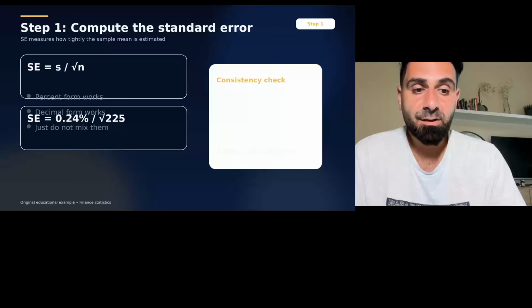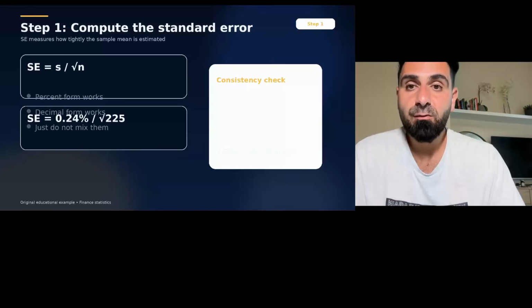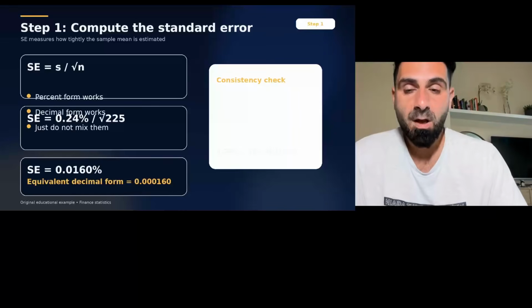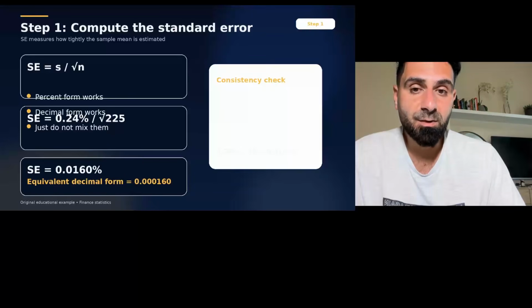First thing you need to do is to calculate the standard error. The standard error here is the standard deviation, which is 0.24%, divided by the square root of the sample size, the 225. You will get the standard error as you can see, 0.016%.